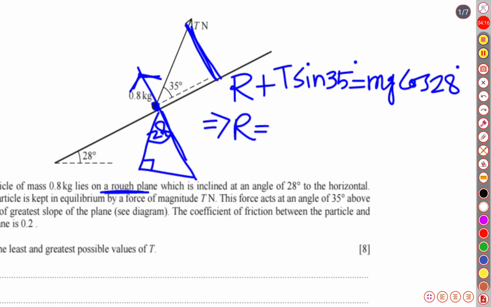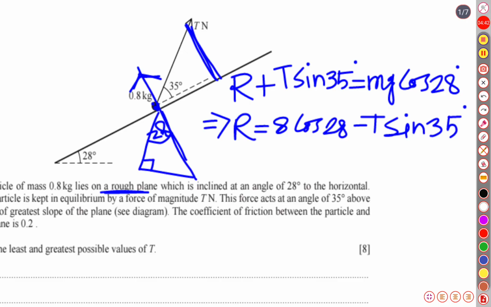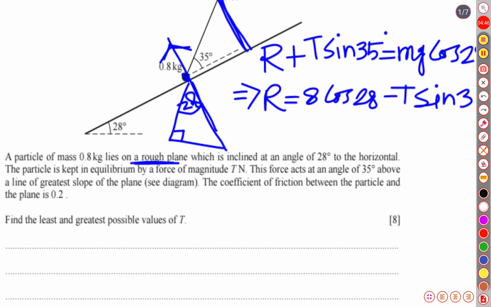Then finally we will get R is equal to mg cos 28 minus T sine 35. M is the mass of the particle, which is 0.8, and acceleration due to gravity is 10, so this is 8 cos 28 minus T sine 35. So this is our normal reaction, and we have already obtained it. Now, what will be the next step of the solution?